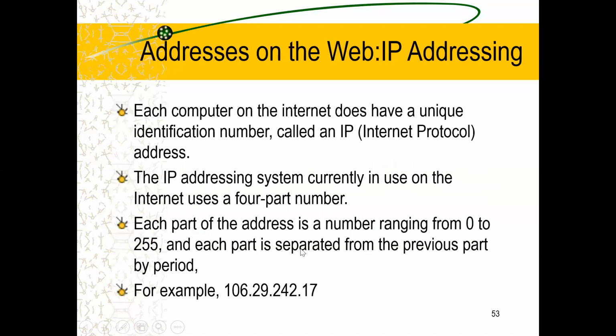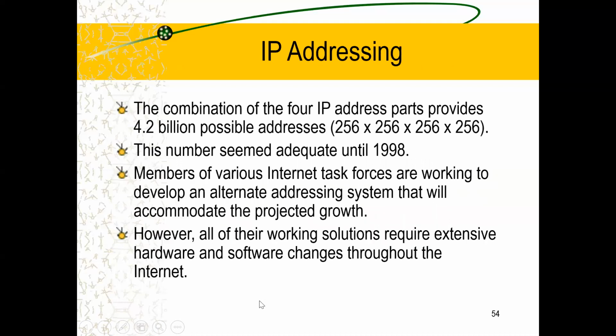Now, addresses on the web. Each computer on the internet has a unique identification number called an IP address. The IP addressing system currently in use on the internet uses a four-part number, each part ranging from 0 to 255. The four parts are separated by dots, and it looks like this.